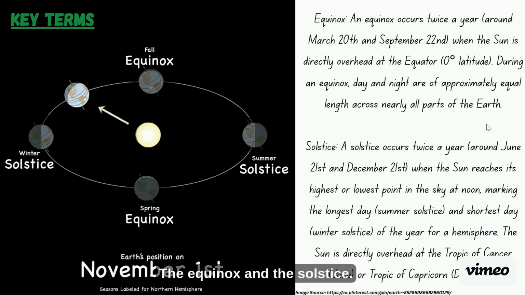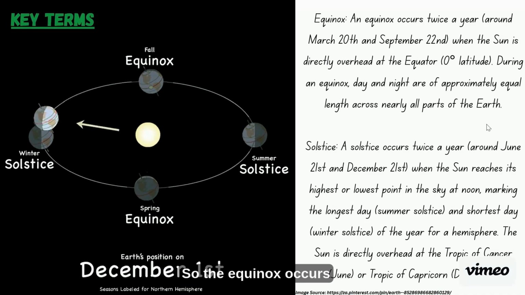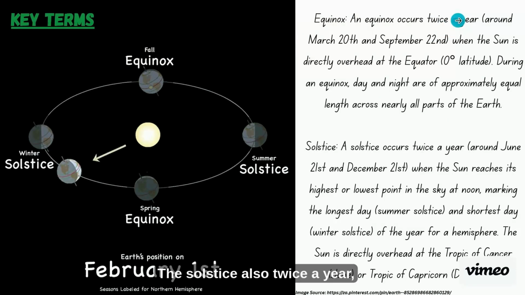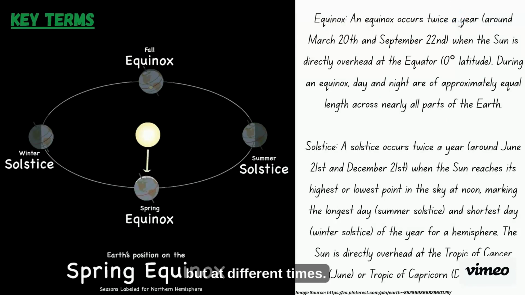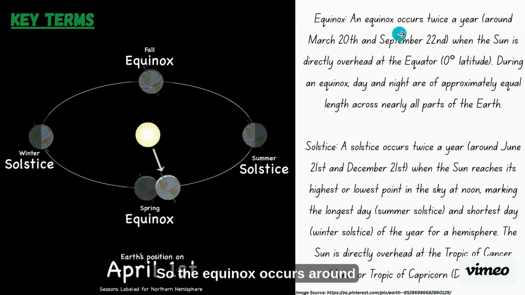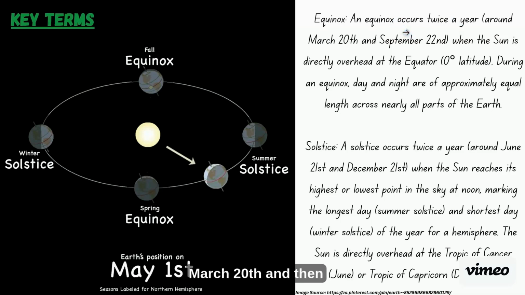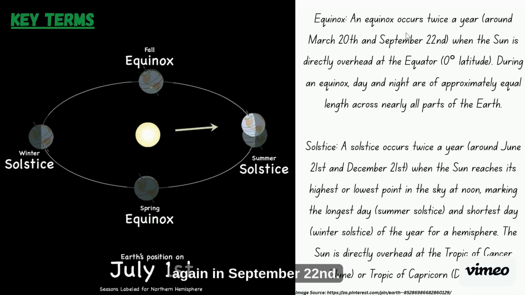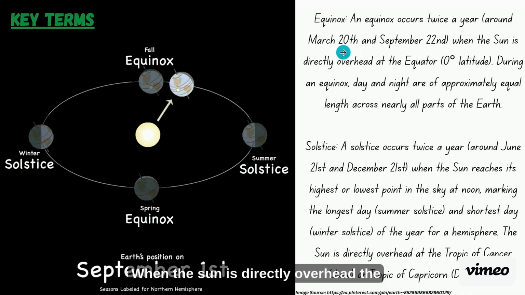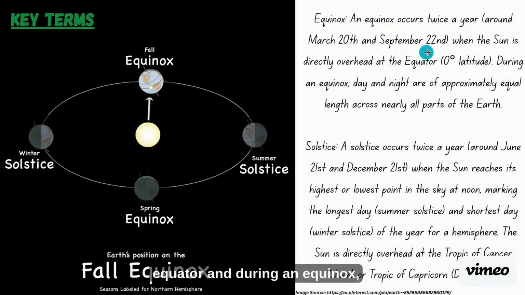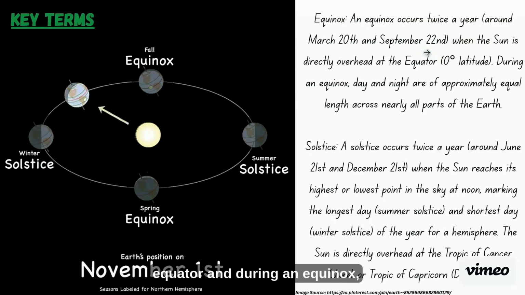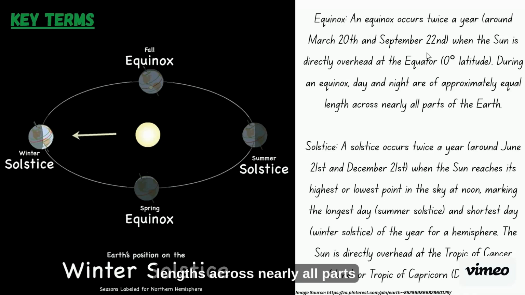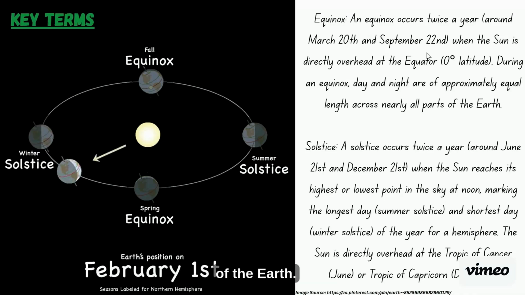The equinox and the solstice. The equinox occurs twice a year, the solstice also twice a year, but at different times. The equinox occurs around March 20th and then again around September 22nd, when the sun is directly overhead the equator, and during an equinox, day and night are of approximately equal length across nearly all parts of the Earth.